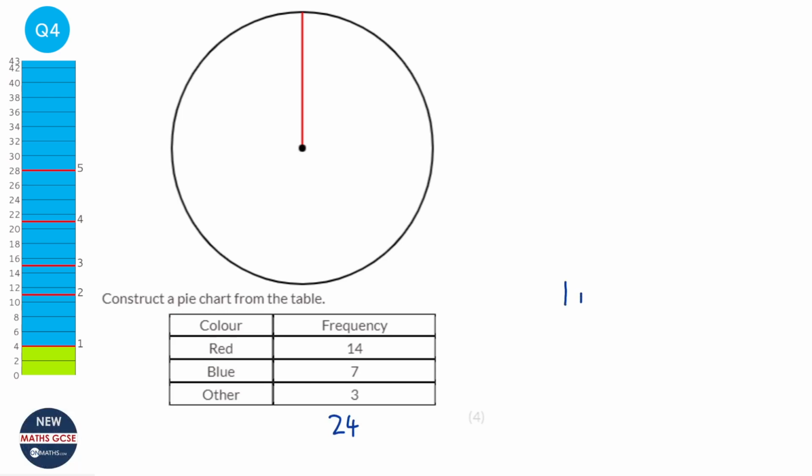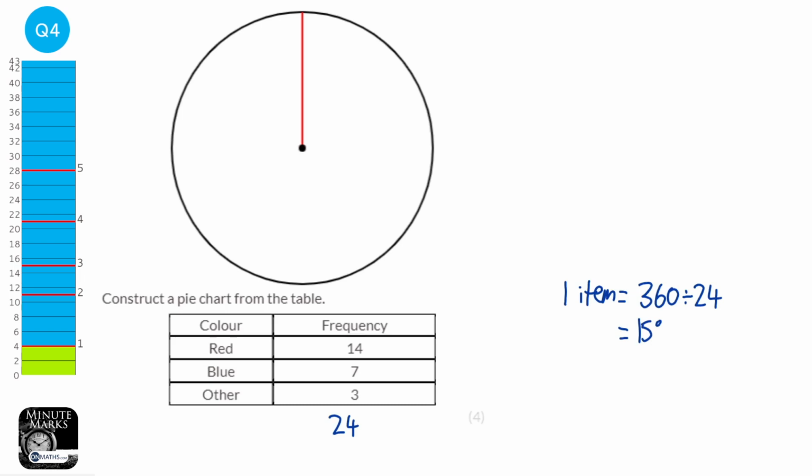So one item is going to be, well, there are 360 degrees in a circle, and there are 24 items. So we're going to do 360 divided by 24. And that gives us 15 degrees. So each item is worth 15 degrees, or will take up 15 degrees.